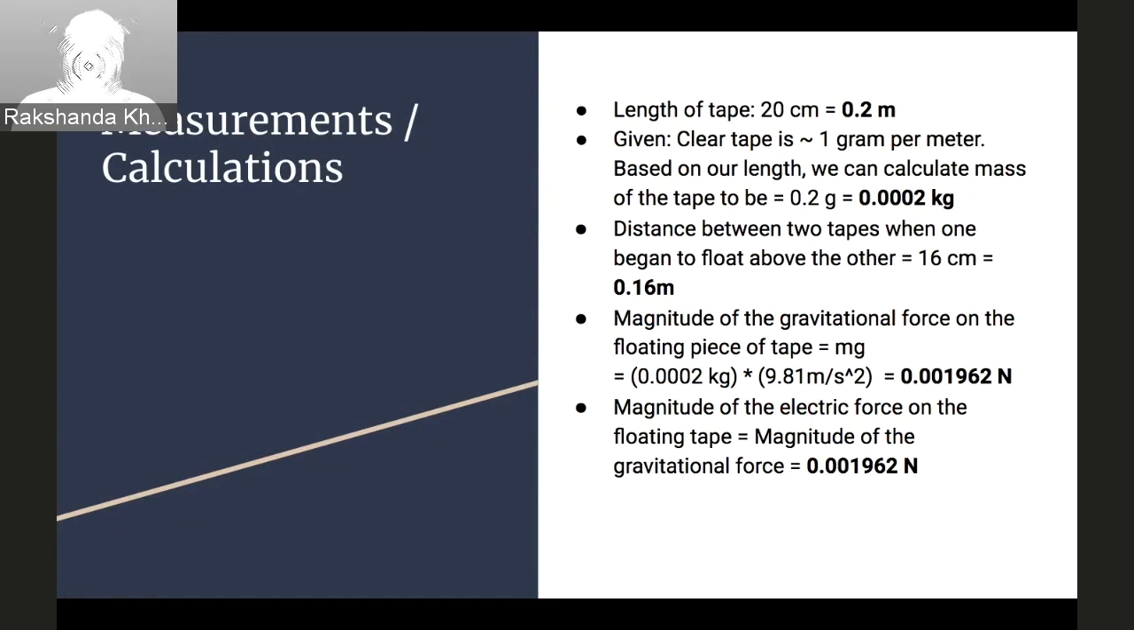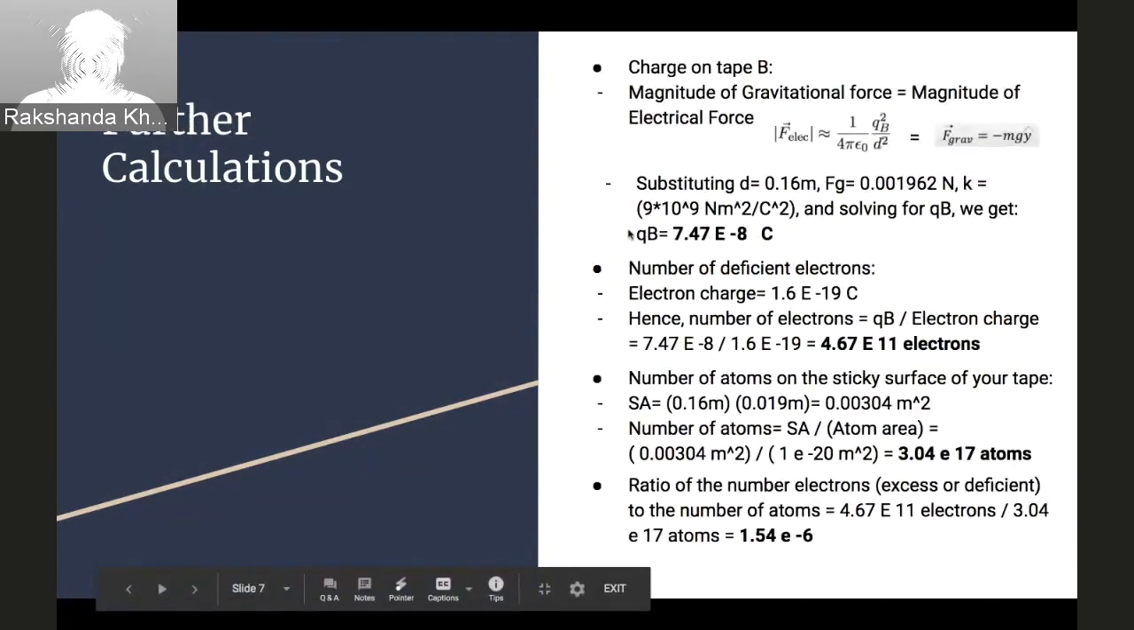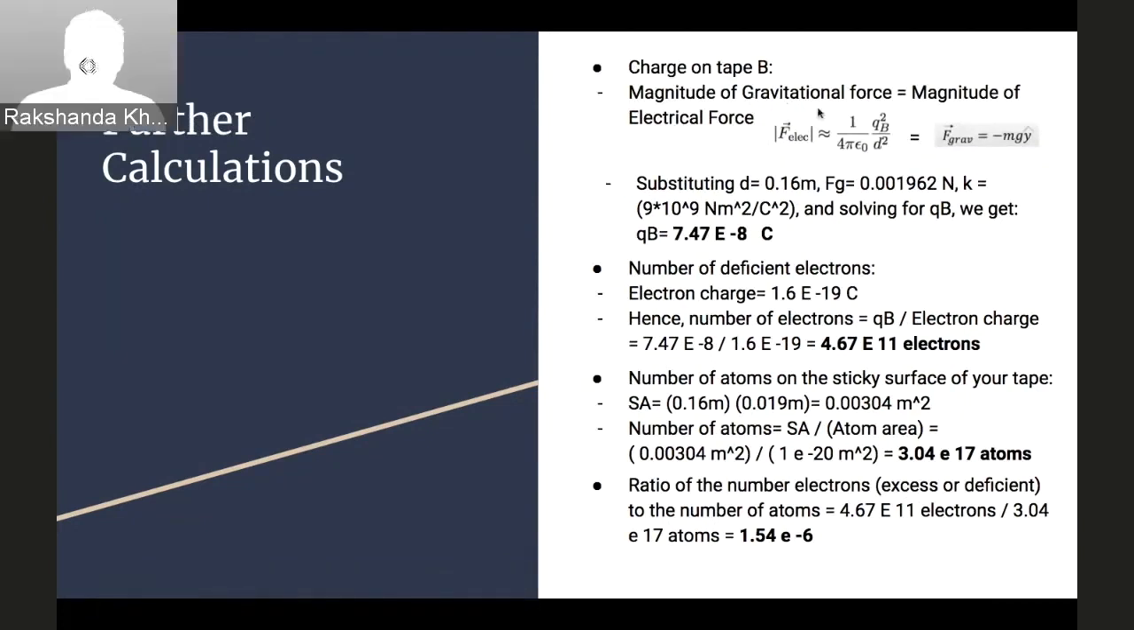We can calculate the magnitude of the gravitational force on the tape to be mass times g, which gives us this result. And then the magnitude of the electric force is the same, equal to the magnitude of gravitational force, so we obtain the same result for that as well. For further calculations, since the gravitational force is equal to the electric force, we can equate the two formulas, and then substituting the distance between the two tapes and the gravitational force, as well as the constant k to solve for the charge of B, we get this.